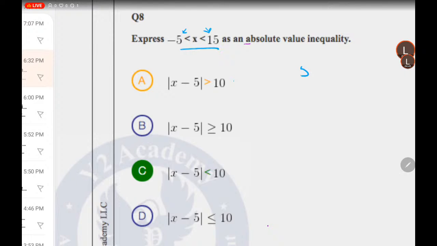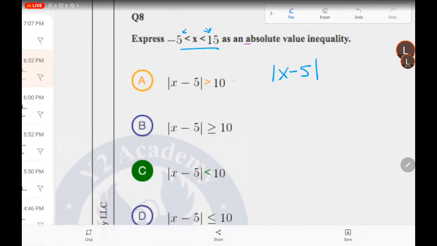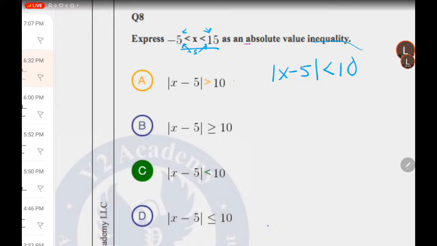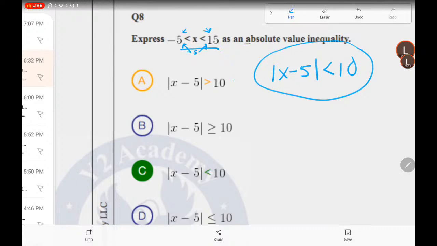So we're going to compare the number that we pick to 5 and see how far it is from 5. And once you know that 5 is what you're comparing it to, you just see how far it can be from 5. It has to be anywhere up till 10 away, less than 10 away. So that is how you put together an absolute value inequality from a chain inequality.